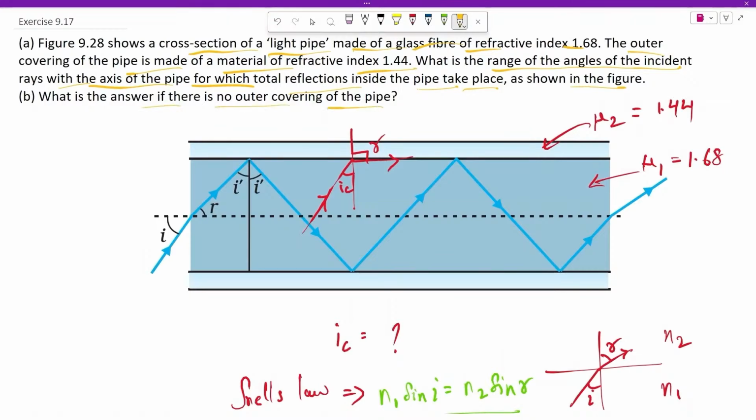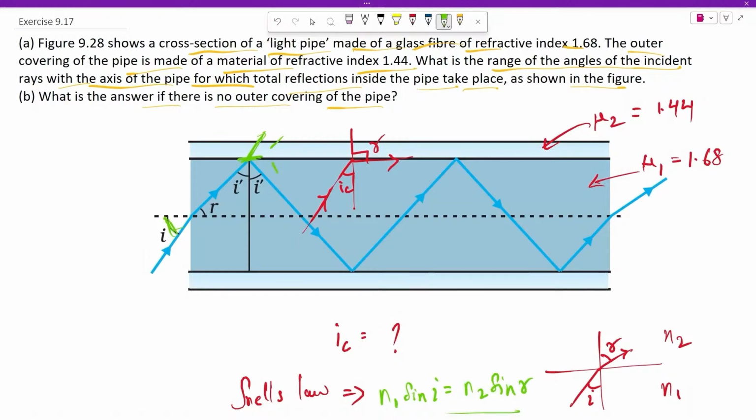So this is a glass pipe in which a ray of light is traveling. Now we have been given that this is the angle of incidence by which the ray enters, and this is the angle of refraction, first refraction, and we have to find out the condition for what the angle of incidence would be for which total internal reflection takes place. That is, the light doesn't pass through the outer covering, it reflects totally inside. What is the criteria for total internal reflection for this interface, that is the outer covering and the glass interface?